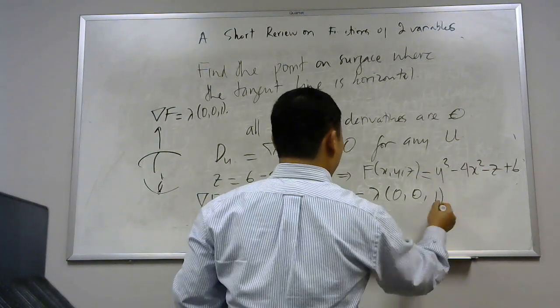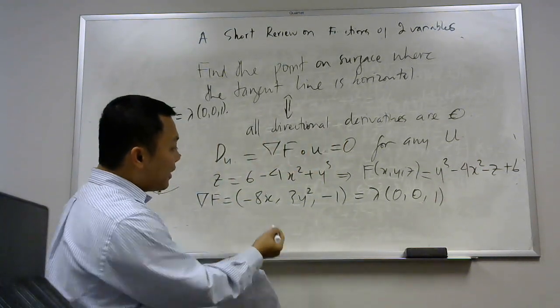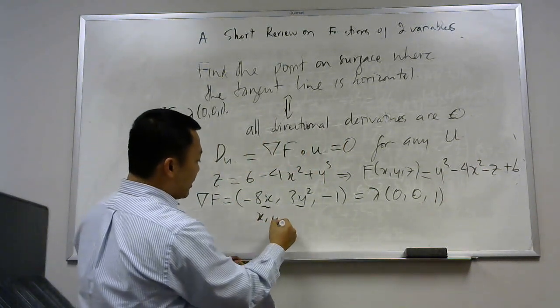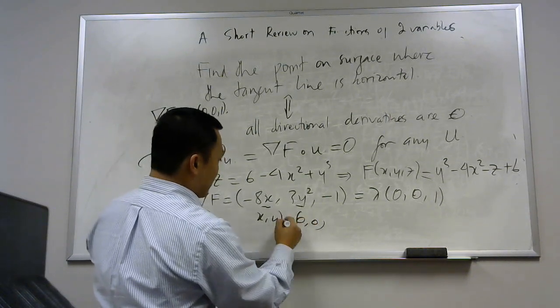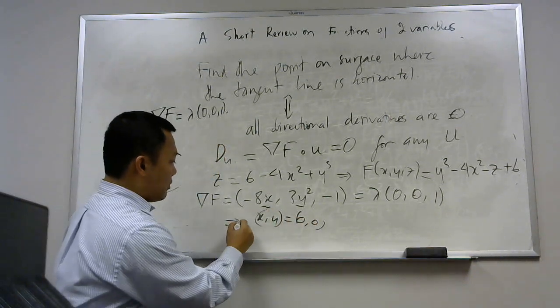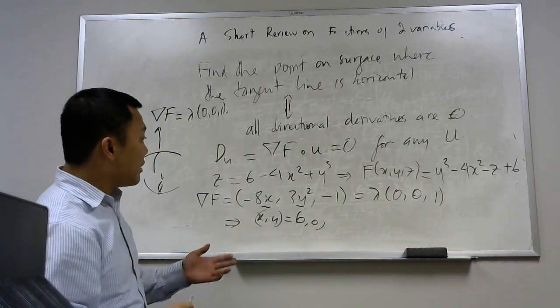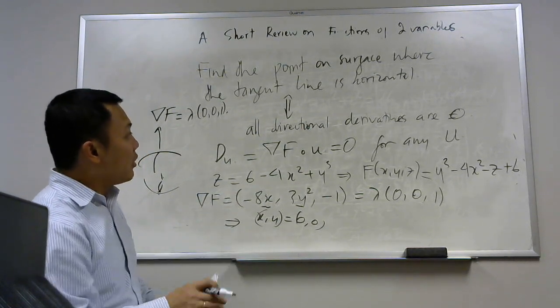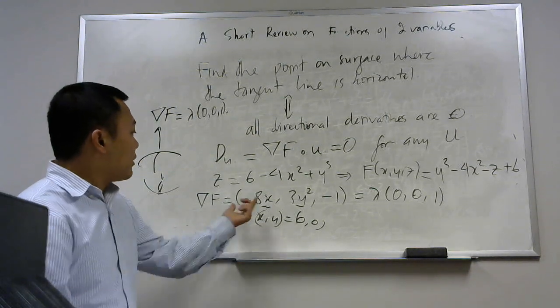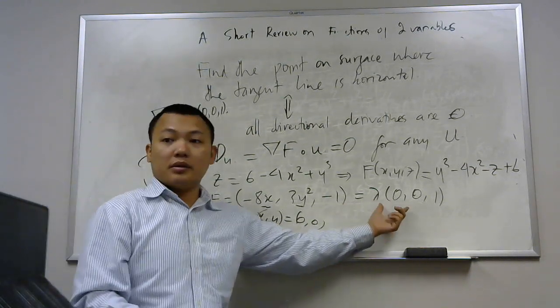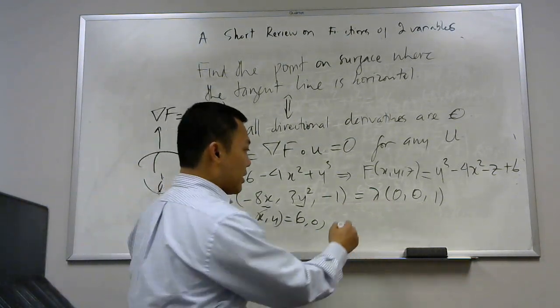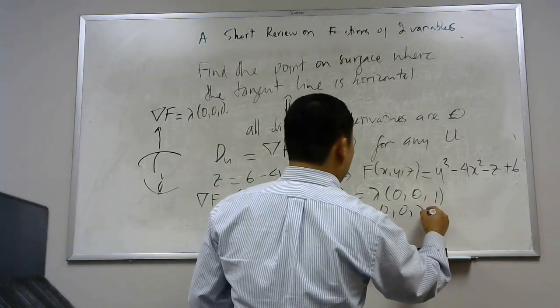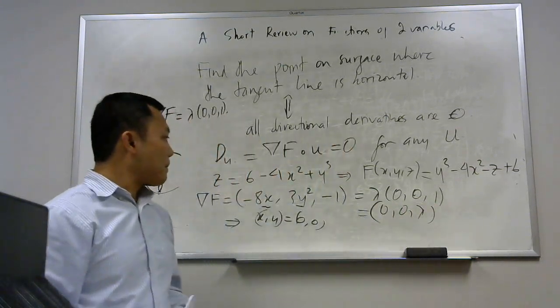From here, I can see x and y should be equal to 0, 0. x and y should be 0, 0. That's it. And there is only one point where this is a scalar multiple of this, because this is just (0, 0, 1). Okay.